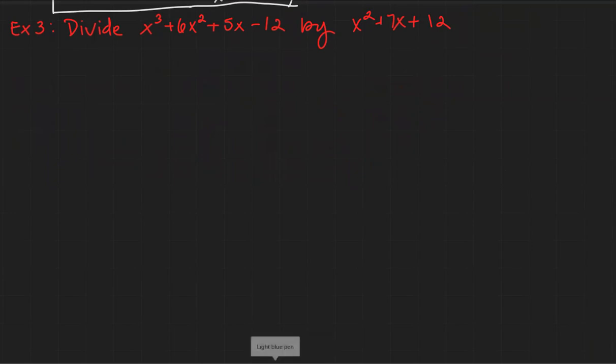Divide x cubed plus 6x squared plus 5x minus 12 by x squared plus 7x plus 12. So notice this polynomial here. Do we need to put any placeholders? No, we're good. Okay, let's do it. So the divisor is x squared plus 7x plus 12. Beautiful, gorgeous division symbol.